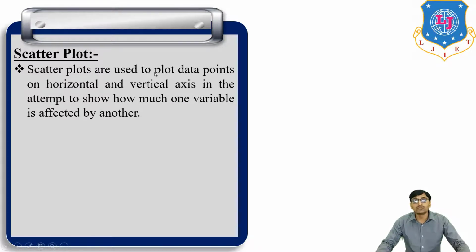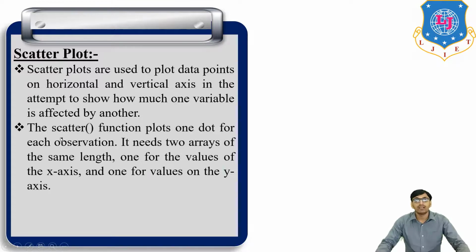Okay. Then scatter plots are used to plot data points on horizontal and vertical axes in an attempt to show how much one variable is affected by another. Then the scatter function plots one dot for each observation. It means for each observation there is one dot which represents the x dimension and y dimension. It needs two arrays of the same length, one for values on the x-axis and one for values on the y-axis.